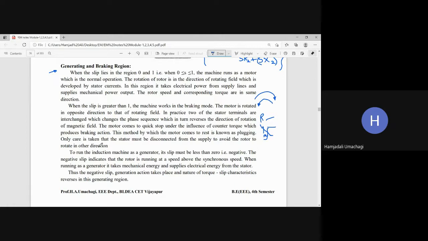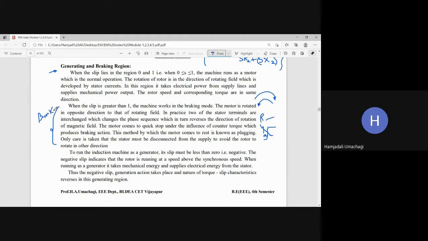So once you get the plugging condition or the braking condition, immediately you should disconnect the supply to the stator winding. Otherwise, the rotor will rotate in the other direction. So this explanation is completely for the braking region.